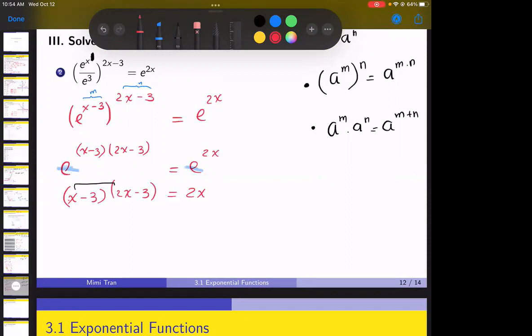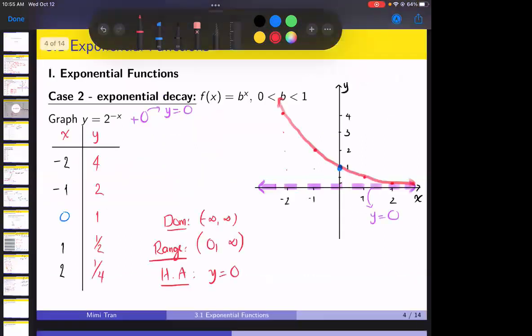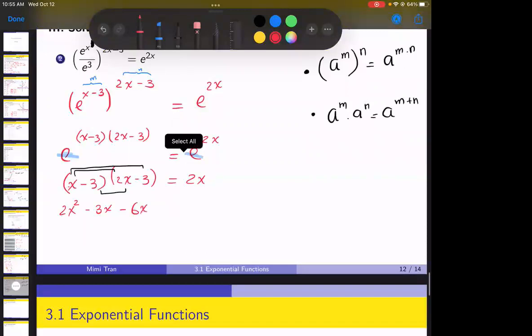X times 2x is 2x squared. X times negative 3 is negative 3x. Negative 3 times 2x is negative 6x. And then negative 3 times negative 3 is positive 9. Subtract 2x both sides because I want to solve, meaning I want to set it equal to 0, right? So subtract 2x, subtract 2x. When you do that, make sure you write it under the same term.